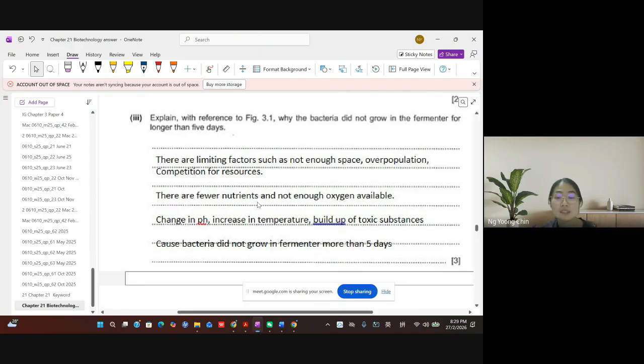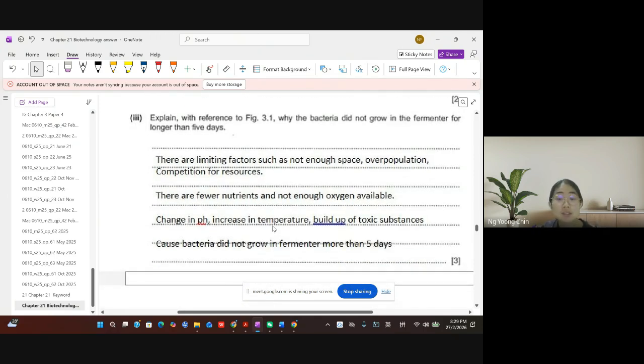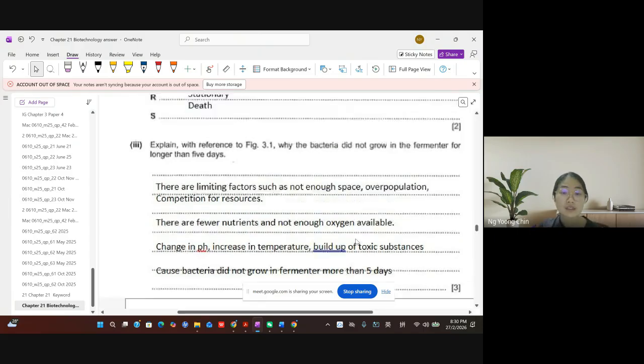But what we know is that there will be fewer and fewer nutrients inside that container. Not enough oxygen is available. So that's why they will build up a lot of toxic substance. Because of the toxic substance building up in their surrounding environment, some of the bacteria will not grow well in the fermenter for more than 5 days. Okay, so the reason is that they don't have enough nutrients, and then the buildup of the toxic substance.